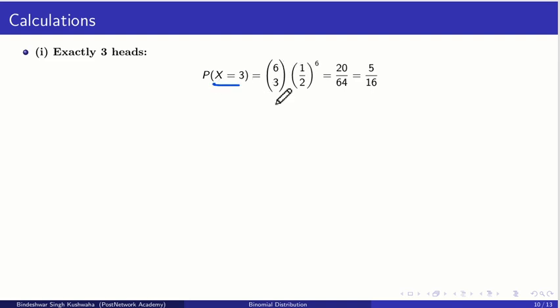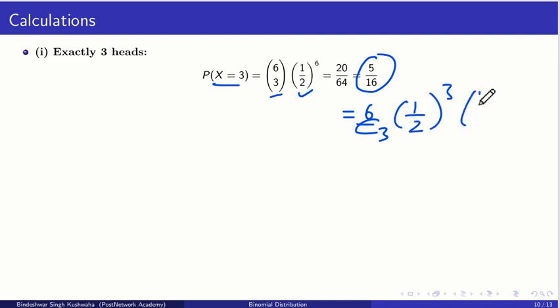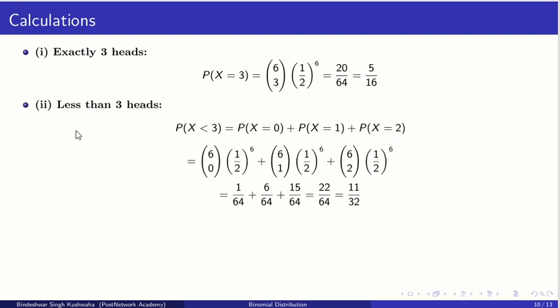Here it is 6C3 times 1 upon 2 cubed times 1 upon 2 cubed. So that will become 20 upon 64, that is 5 upon 16. It has become this because here 6 minus 3 is 3, and 1 upon 2 cubed times 1 upon 2 cubed is 1 upon 2 raised to 6. So the answer is 5 upon 16. Very easy questions.